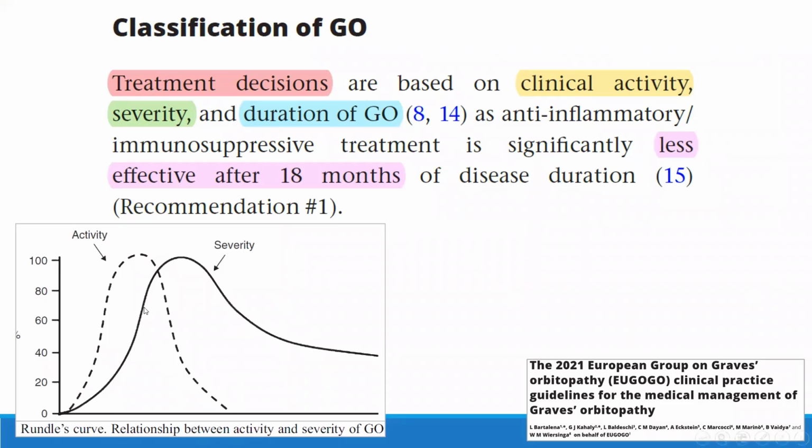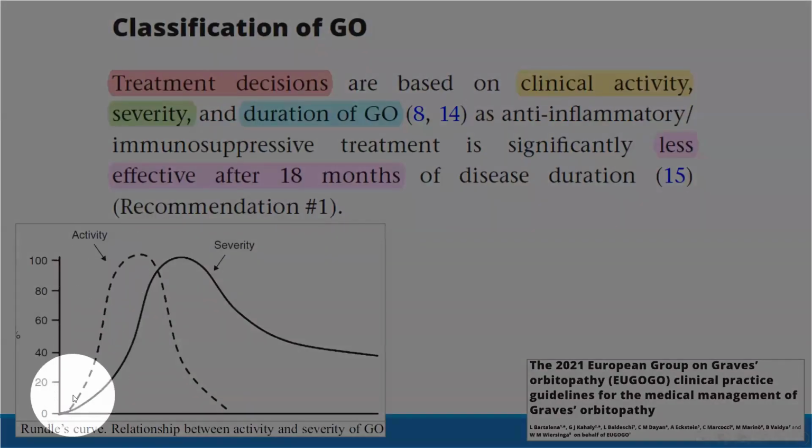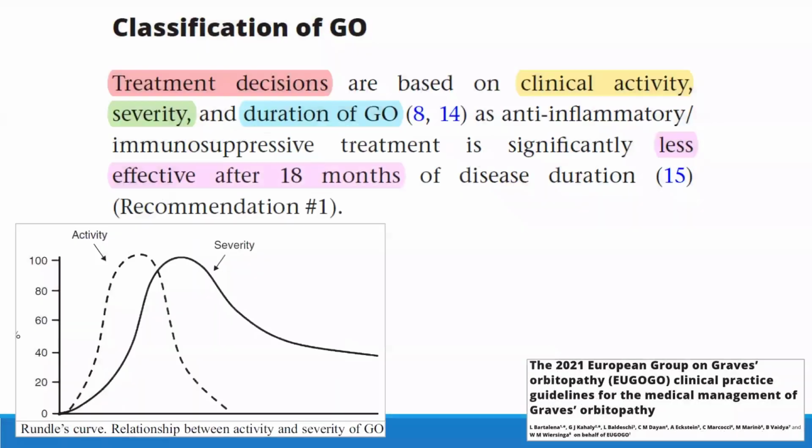This demonstrates the relationship between activity and severity. Activity is usually high at the start and then declines until the patient is rendered inactive, while severity follows another course, and later on the patient will be inactive and the severity mild. So for activity, we should classify our patient as active or inactive Graves' orbitopathy, and according to severity as mild, moderate to severe, or sight-threatening.